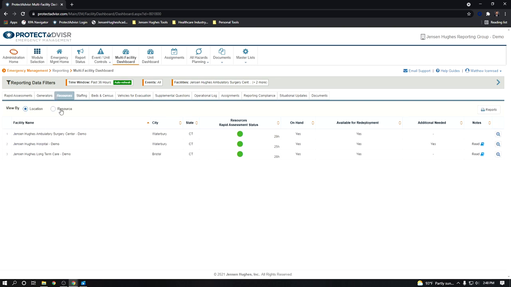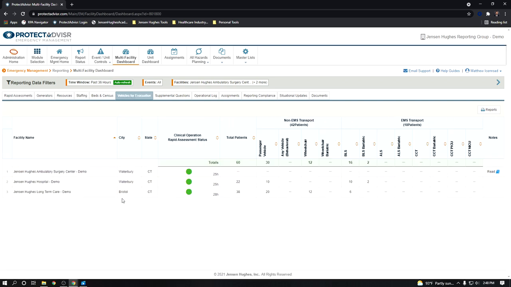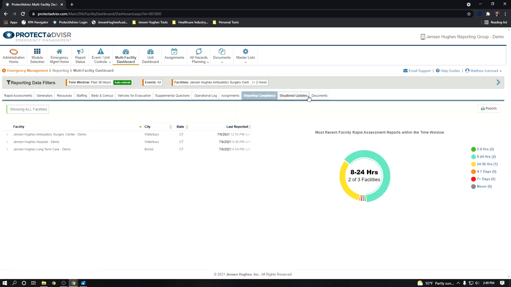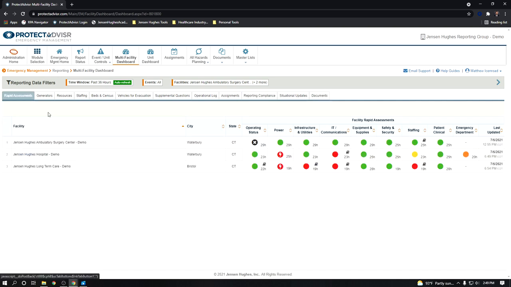ProtectAdvisr dives into the details regarding resources at each site or resource category in general, staffing information, evacuation needs, operational logs, assignments, reporting compliance, as well as a document repository for information to be loaded into the system. ProtectAdvisr is the holistic solution organizations are utilizing across the country to better their emergency preparedness programs, as well as provide a tool for the incident management teams.